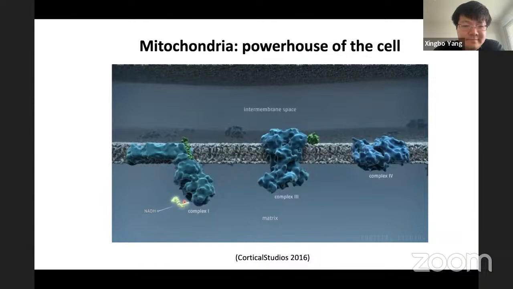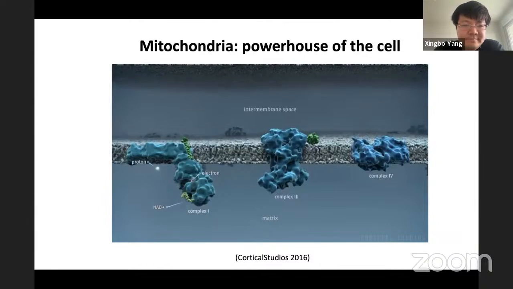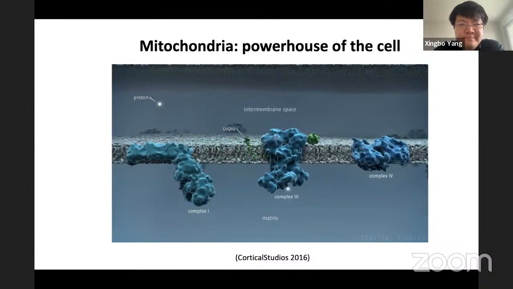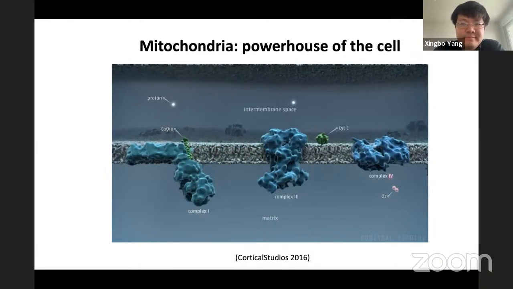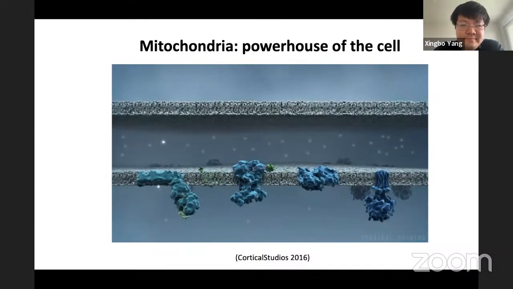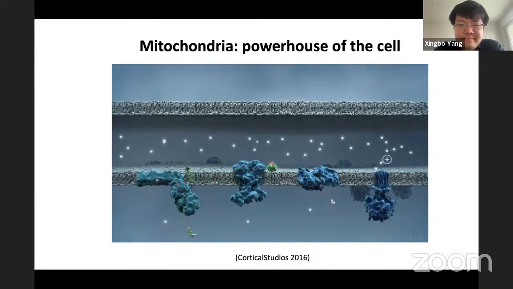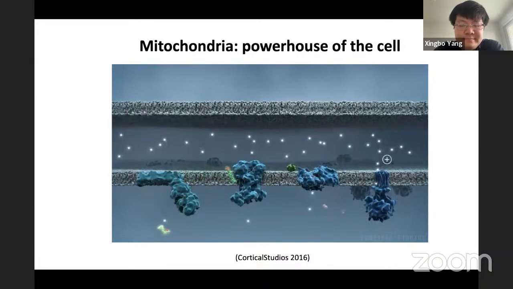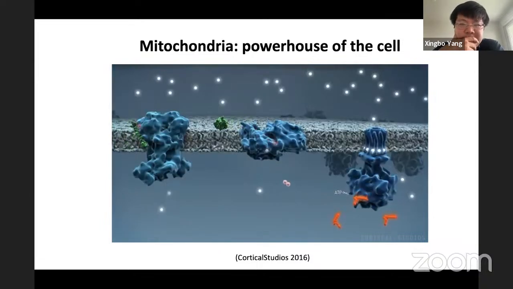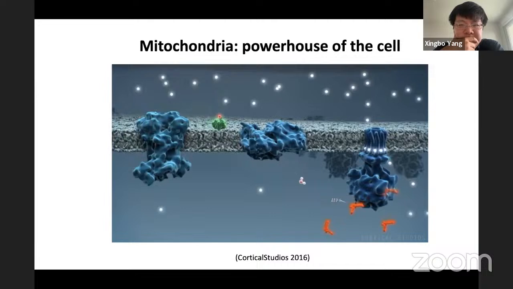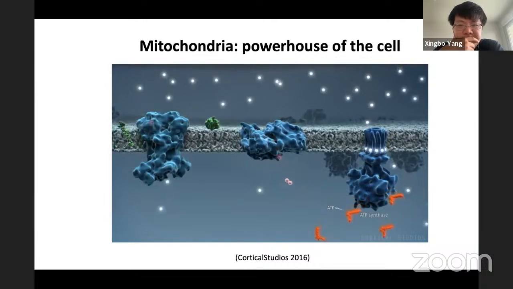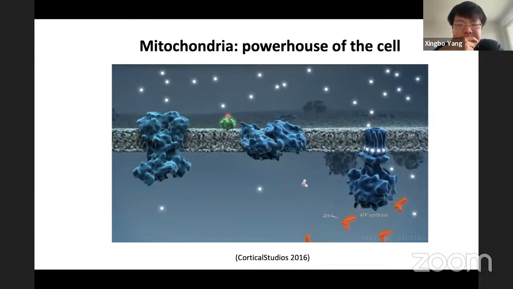Nutrients provide high-energy electrons in the form of NADH, which are used by the protein complexes to pump protons from the matrix to the intermembrane space. This continuous pumping creates a proton gradient, where the positively charged protons are attracted to the more negative matrix. When the protons re-enter the matrix through the ATP synthase protein complex, they catalyze the production of ATP.